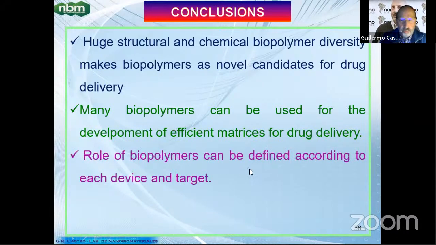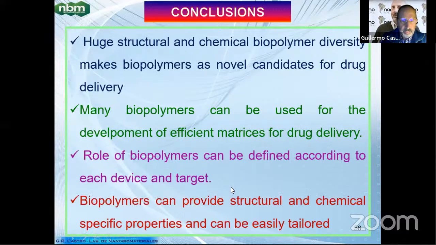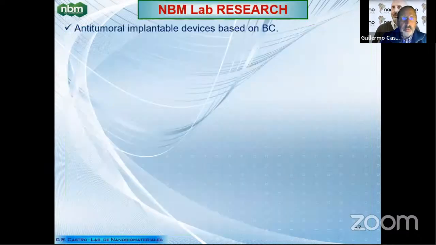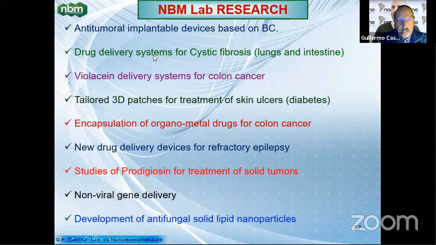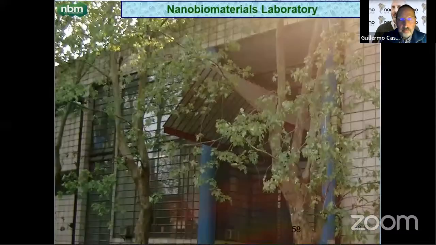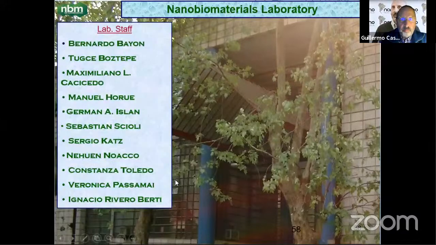The role of biopolymers can also be defined according to each device and target, and can provide specific structural and chemical properties that can be easily tailored. So these are the works in my lab, just the research areas and lines that many of my students are doing. This is my place, and this is the staff of my work.